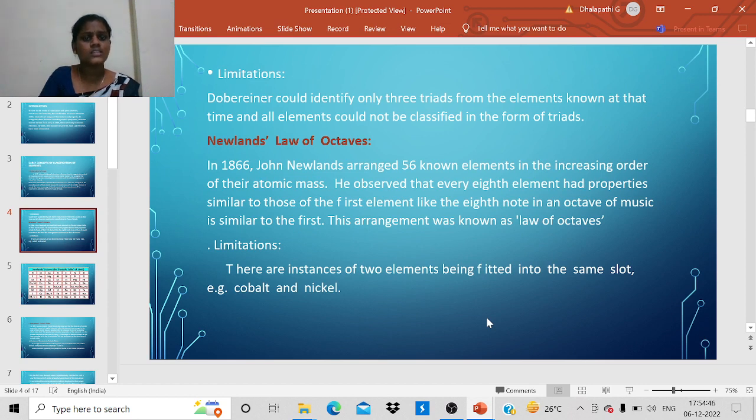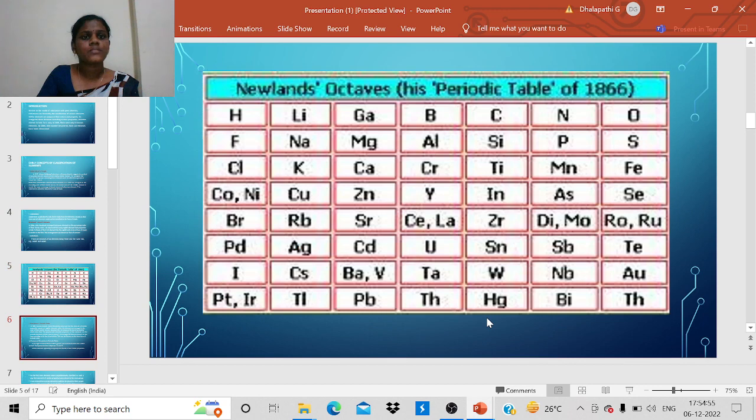Limitations: There are instances of 2 elements being fitted into the same slot. Example, cobalt and nickel. This is the table of Newlands' octaves.